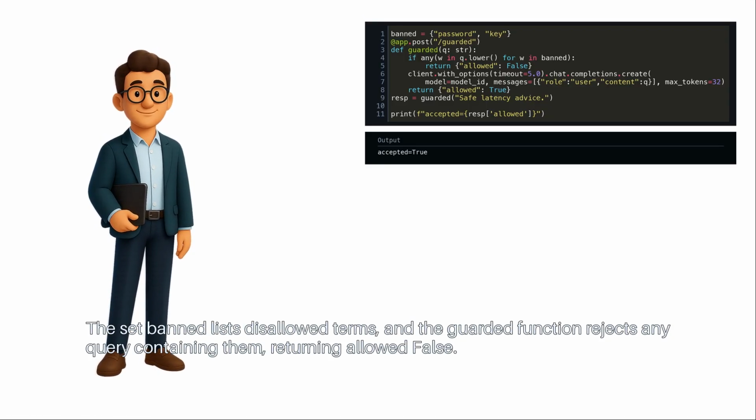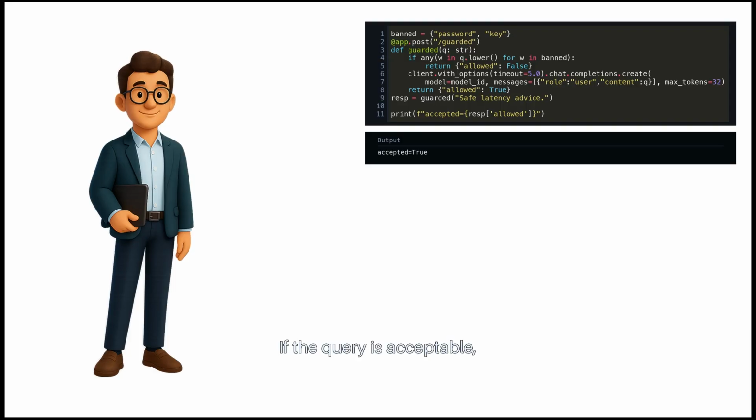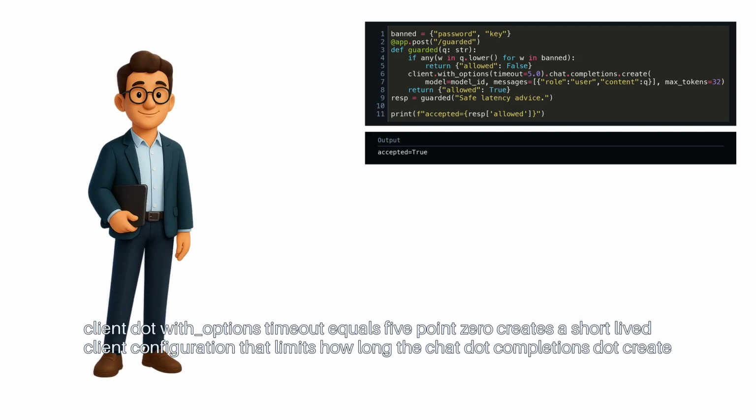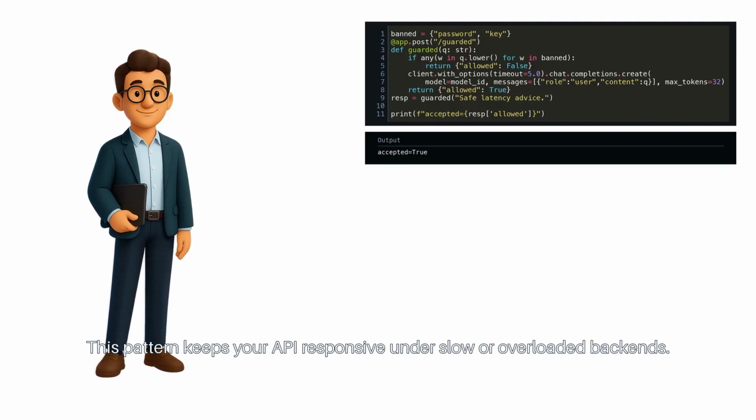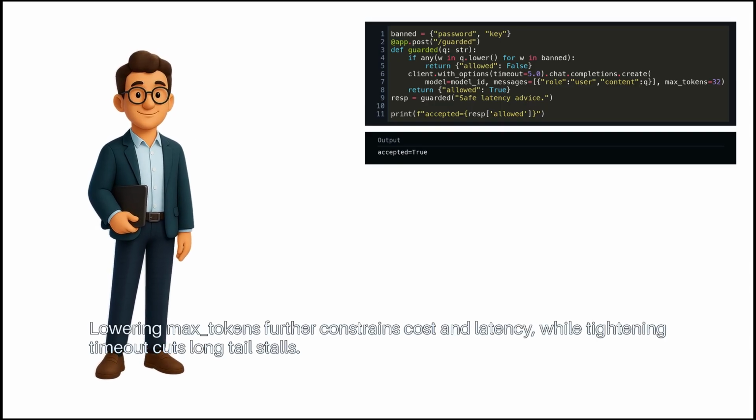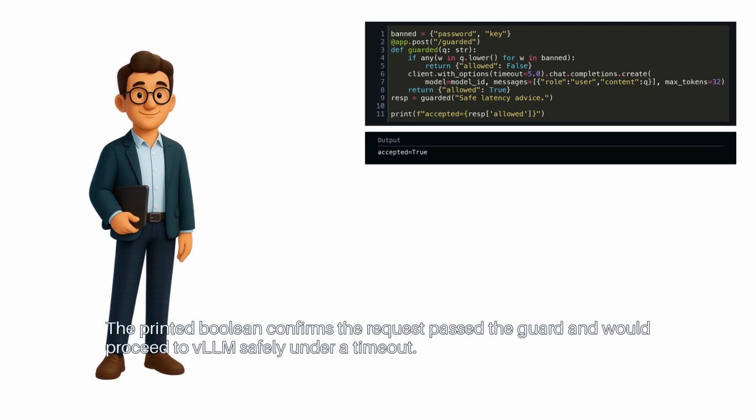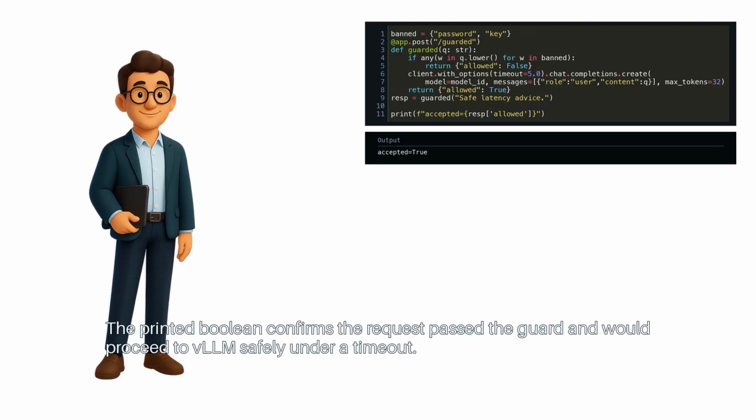The set BANNED lists disallowed terms, and the guarded function rejects any query containing them, returning allowed false. If the query is acceptable, client.with_options with timeout equals 5.0 creates a short-lived client configuration that limits how long the chat.completions.create call can run. This pattern keeps your API responsive under slow or overloaded backends. Lowering max tokens further constrains cost and latency, while tightening timeout cuts long-tail stalls. The printed Boolean confirms the request passed the guard and would proceed to vLLM safely under a timeout.